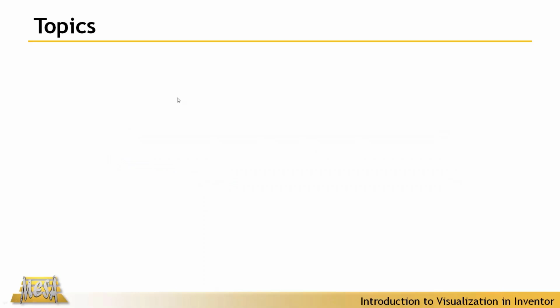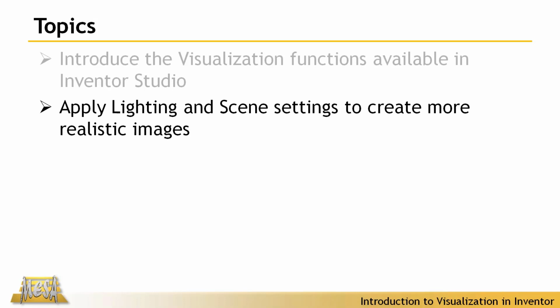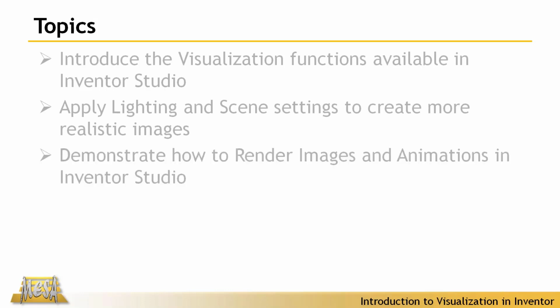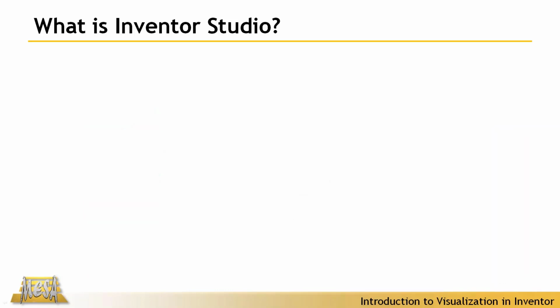So now here are the topics that we're going to take a look at today. I want to introduce the visualization functions that are available to you in Inventor Studio, talk a little bit about some very entry-level applying lighting scenes and realistic images, and then how to actually render either a still image or an animation. And let's get into that.